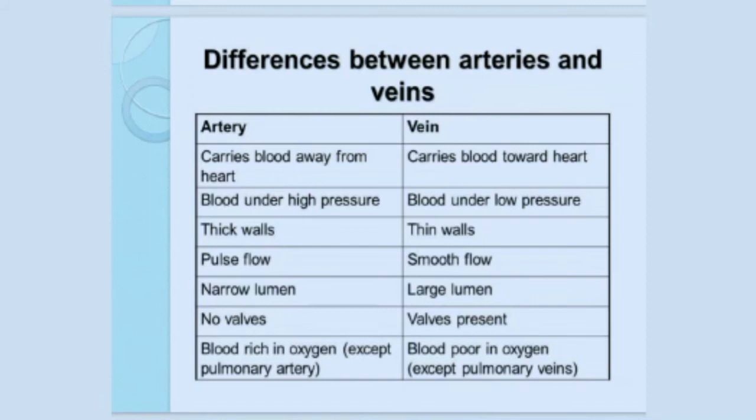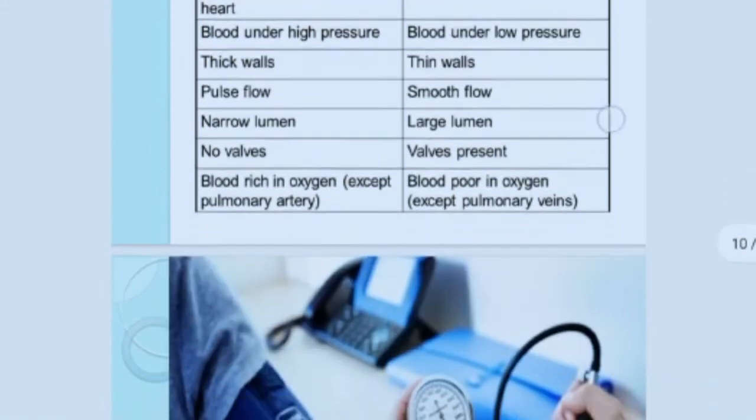Arteries carry blood rich in oxygen. The exception is the pulmonary artery, because the pulmonary artery carries deoxygenated blood from the heart to the lungs. Veins carry blood poor in oxygen. The exception is the pulmonary vein, because the pulmonary vein carries oxygen-rich blood from the lungs to the heart.